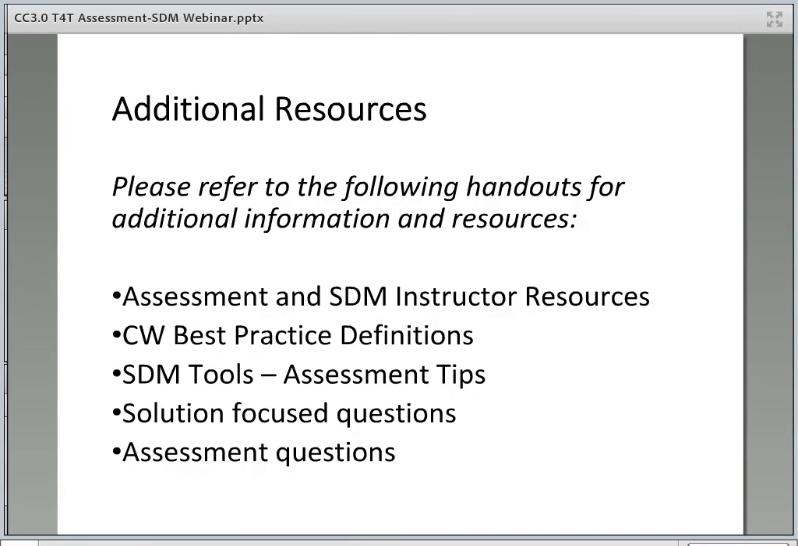Please refer to the following handouts for additional information: Assessment and SDM Instructor Resources, Child Welfare Best Practice Definitions, SDM Tools and Assessment Tips, Solution-Focused Questions, and Assessment Questions.